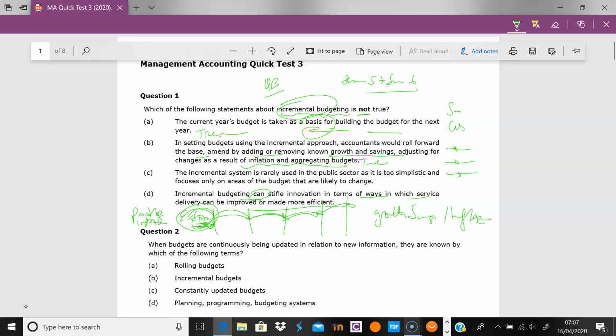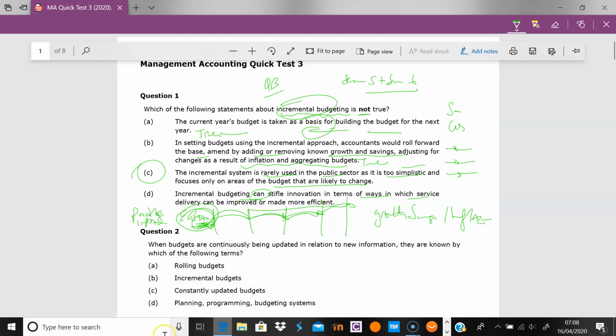Typically in the public sector it's very difficult, because when we talk about standards, we need a market to compare something to. Also in the service sector, it's very difficult, depending on what the product is. Imagine looking after people or the National Health Service. It's very difficult. Anyway, the option says the incremental system is rarely used in the public sector, as it's too simplistic and focuses only on, and this is just not true. It's usually used in the public sector. It isn't simplistic. It's simple from the point of view that we know a starting point, but we wouldn't say it's too simplistic. That's a bit extreme. So the answer here is C.